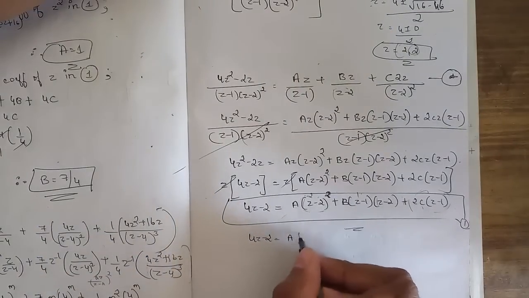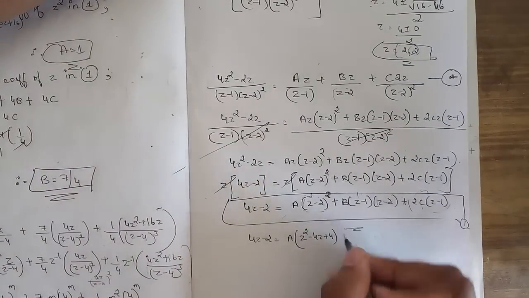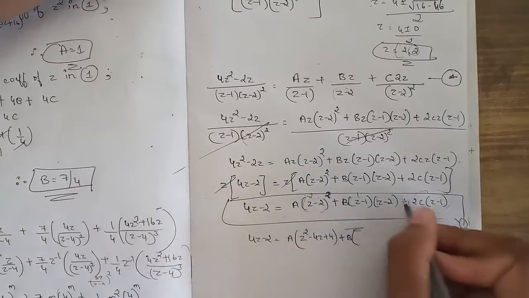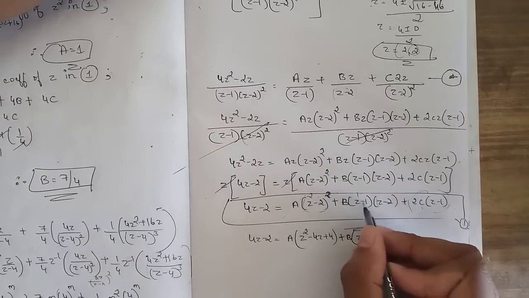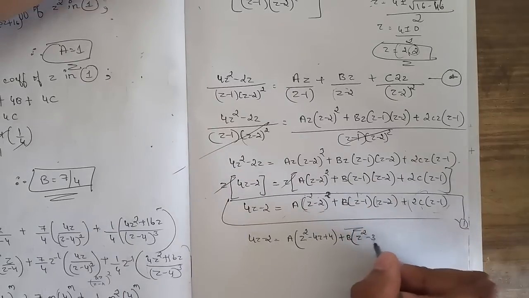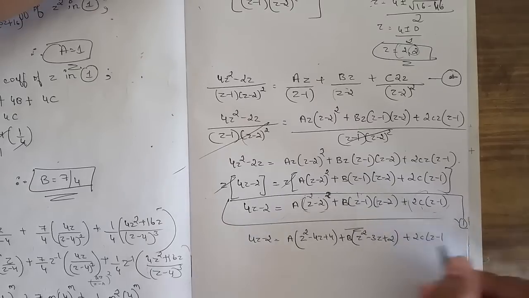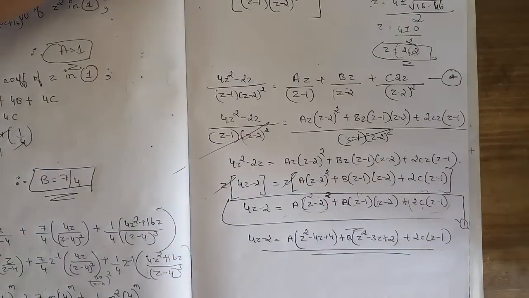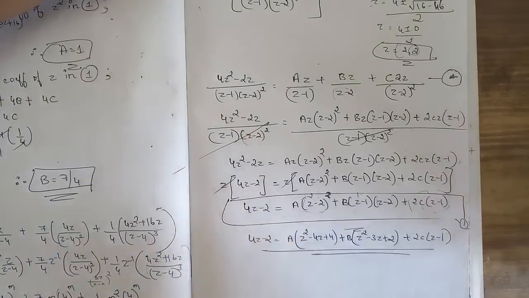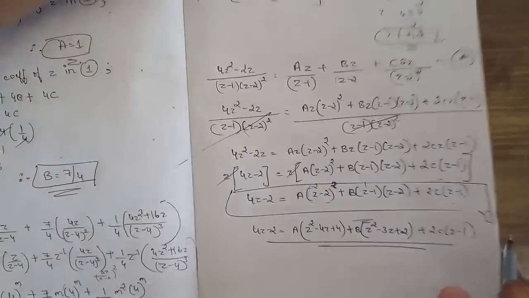So the split equation would be like this: z minus 2 whole square, use the identity, we get it as z square minus 4z plus 4, plus B into, let's multiply this, z square minus 2z minus z, so that is equal to minus 3z plus 2, plus 2C into z minus 1. So this equation is required for us to calculate the value of B. But for now, let's keep it aside, and in this equation we will first find the values for A and C. Okay.